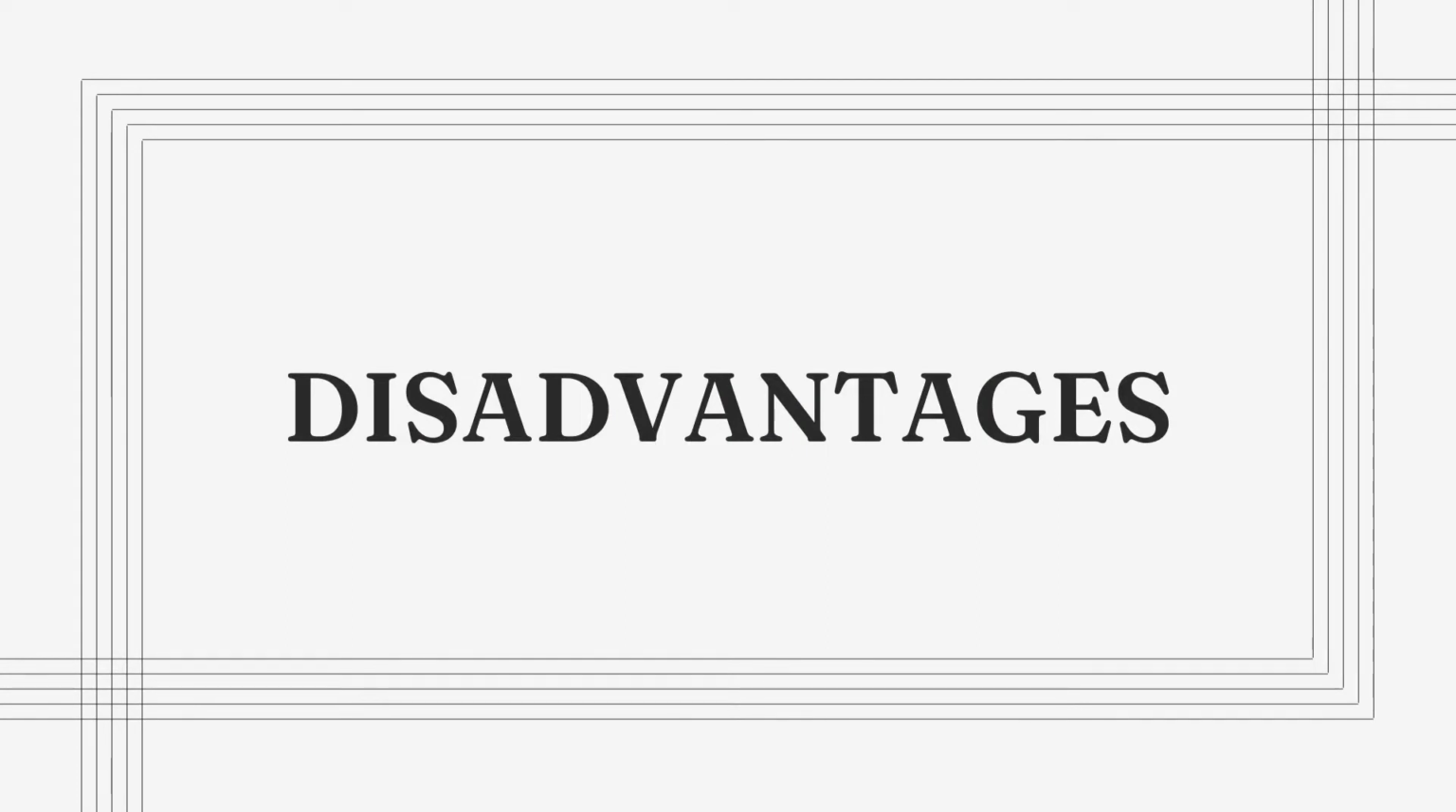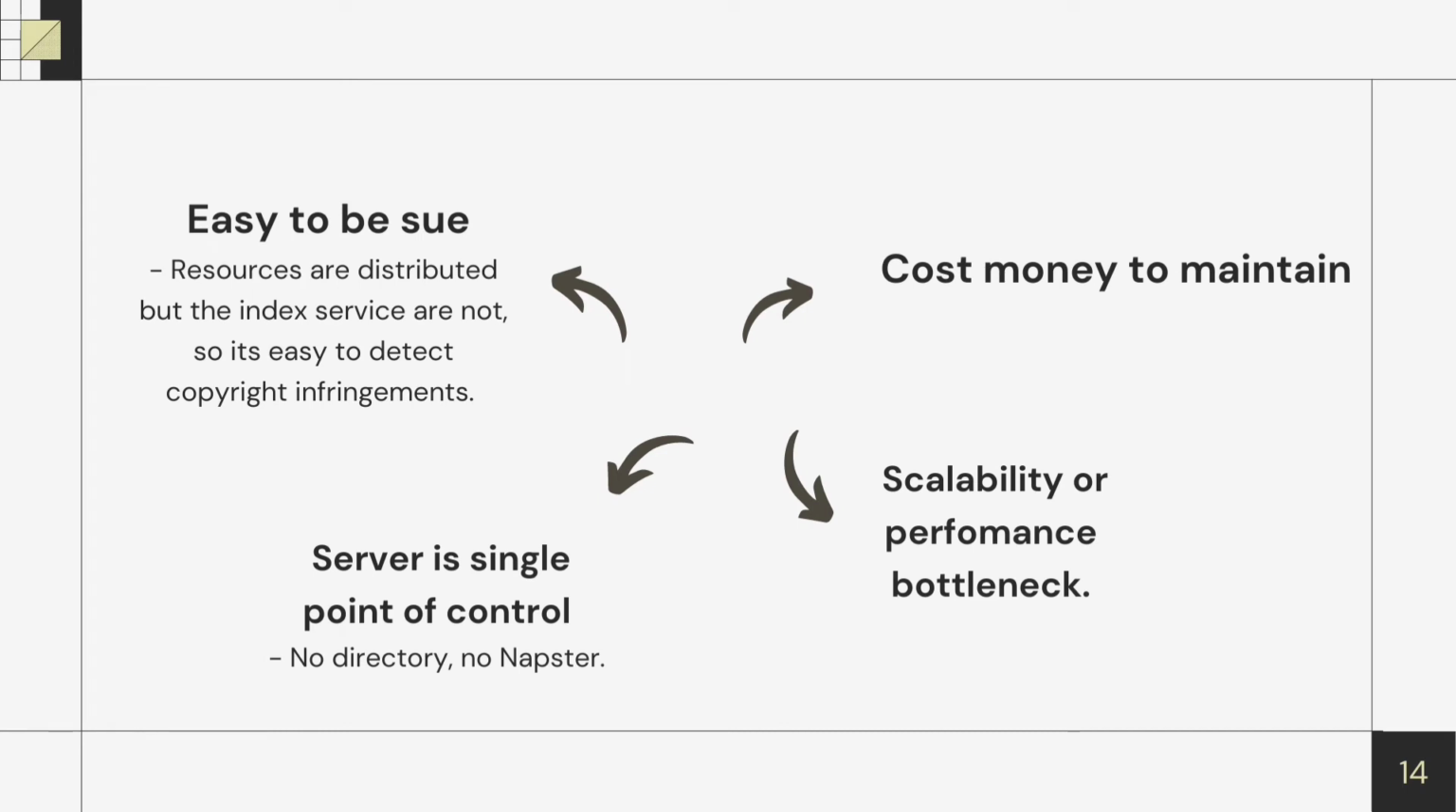Okay, next are the disadvantages of the Napster application. First, it is easy to be sued because resources are distributed but the index service is not, so it's easy to detect copyright infringement. Next, it costs money to maintain. It is also a scalability or performance bottleneck. And lastly, the server is a single point of control. So no directory, no Napster.